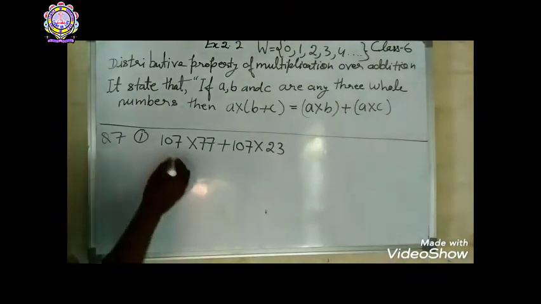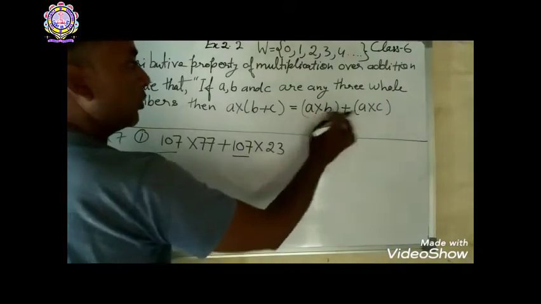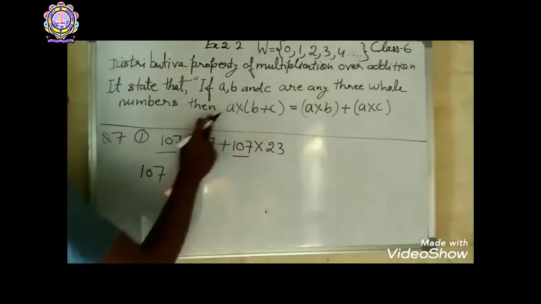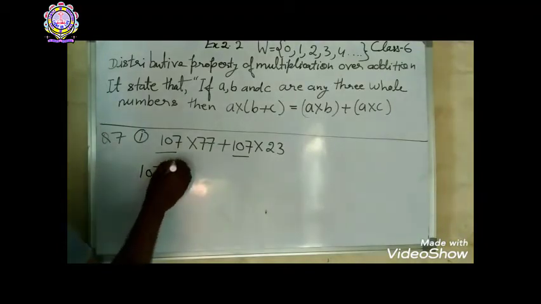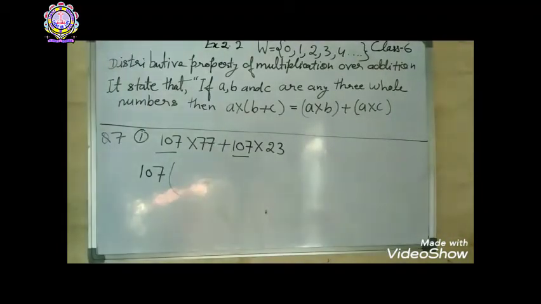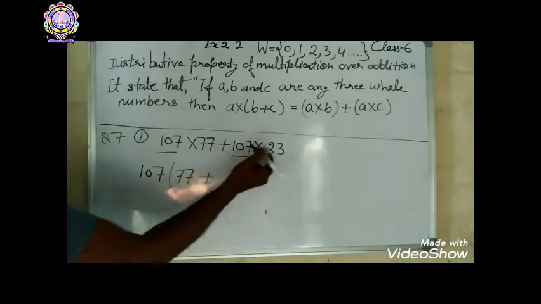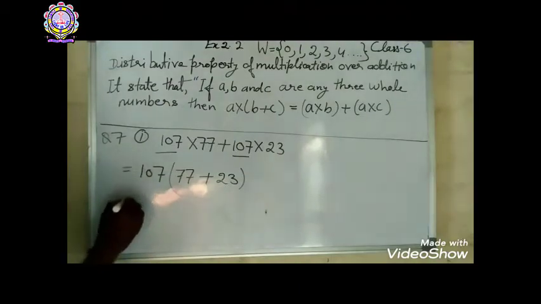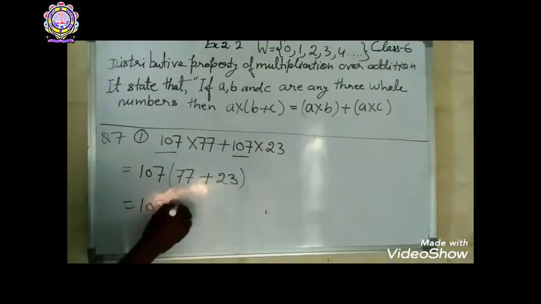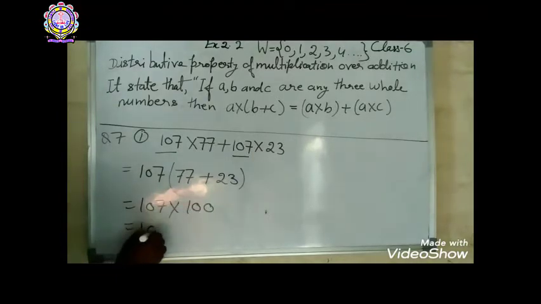So what is common in both? You check here, 107 is common in both, so we take the common 107 here. So now you check, what is the remaining here? 77 plus 23. Now add them, you get 100. So it is 107 into 100.